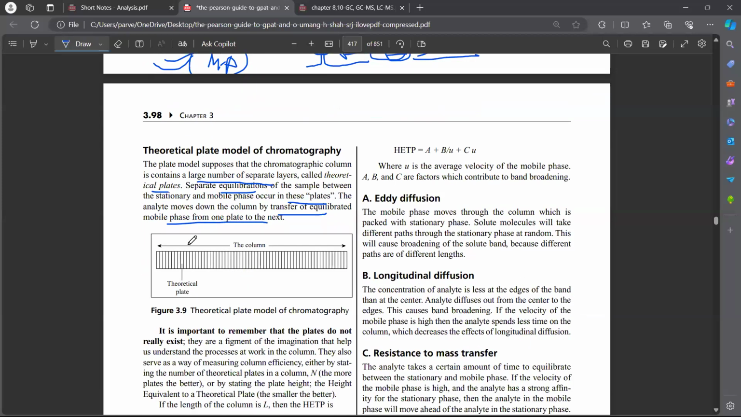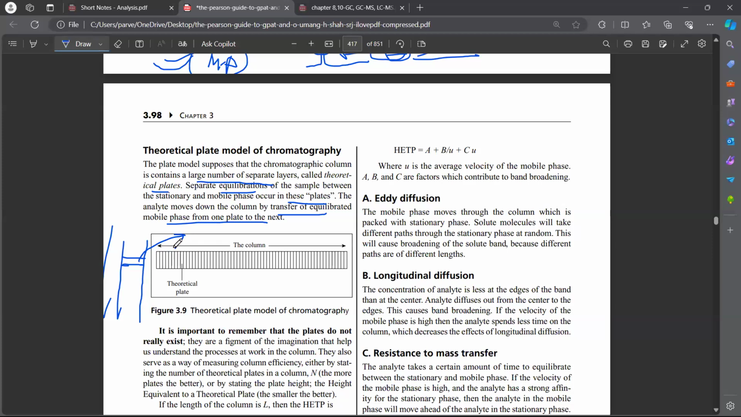So basically, as I mentioned, there is always equilibrium between the mobile phase and the stationary phase. At a particular time, the analyte gets in equilibrium between the mobile phase and stationary phase. So it forms one plate, which is known as a theoretical plate. A theoretical plate indicates the equilibration of the analyte between the stationary and mobile phase. So the column which is having more theoretical plates, is it more efficient or less efficient?